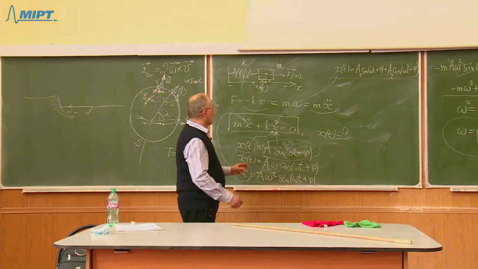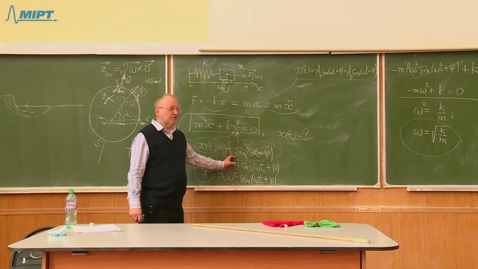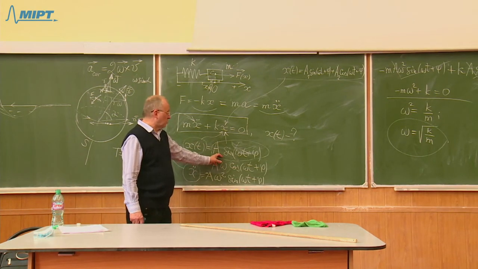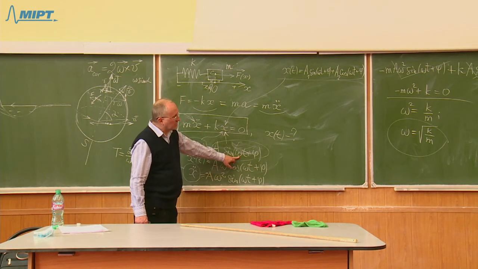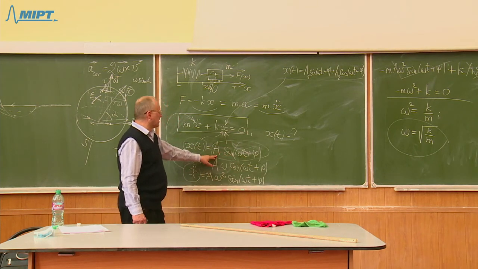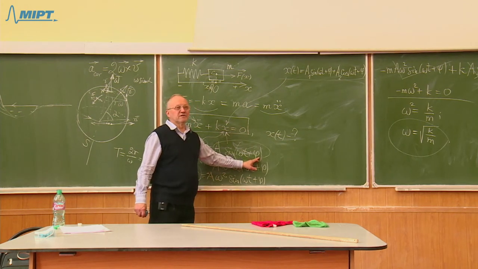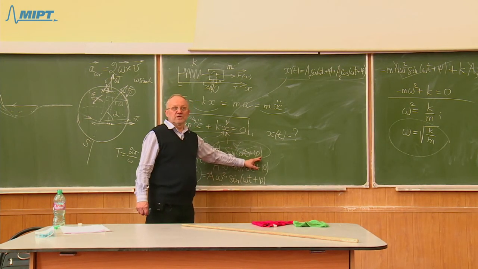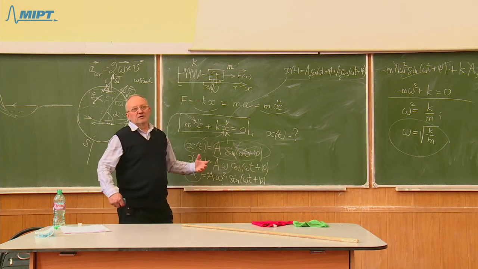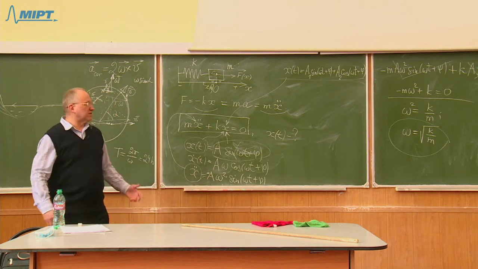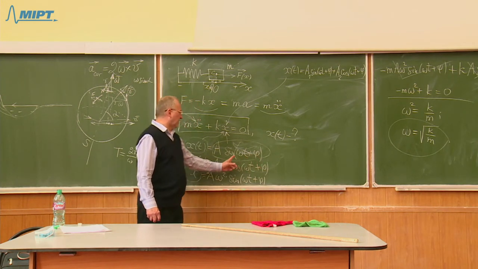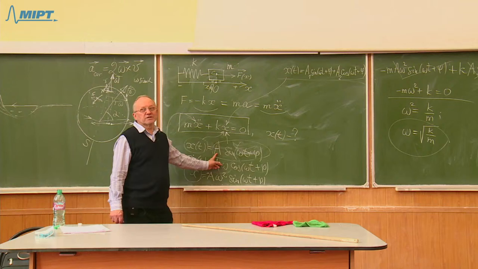As far as this solution is concerned, there are many things which can be discussed, but one important thing is that we have determined the omega. Yes, it's determined by the square root formula. But we have not determined the amplitude and the initial phase. How to find these numbers? In general, these can be arbitrary numbers, but in any particular oscillatory motion, the amplitude and the initial phase are defined by initial conditions.